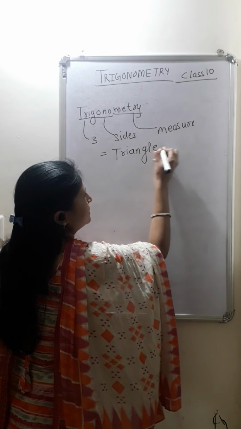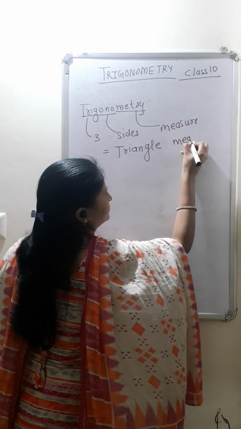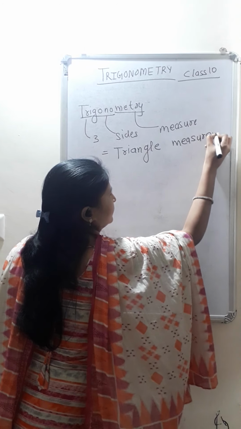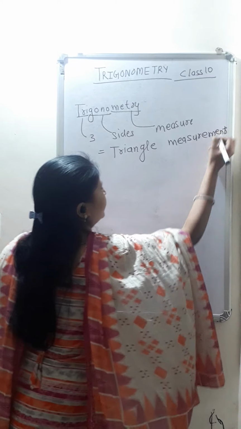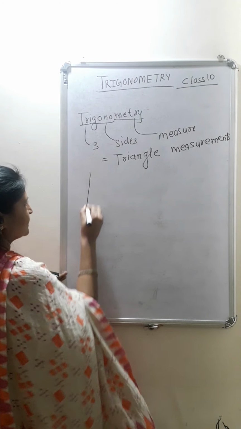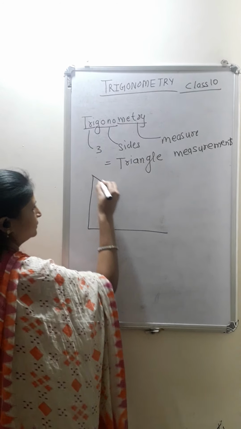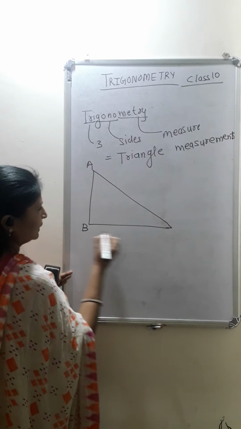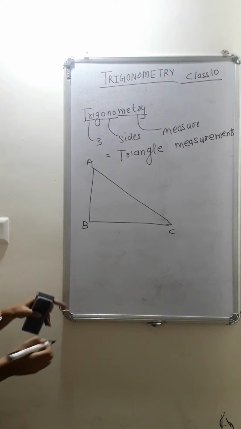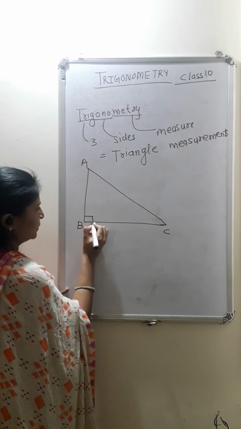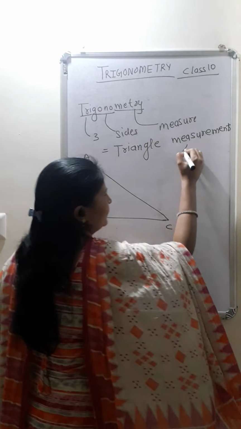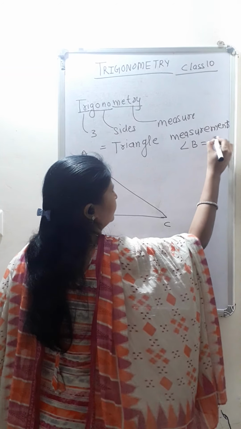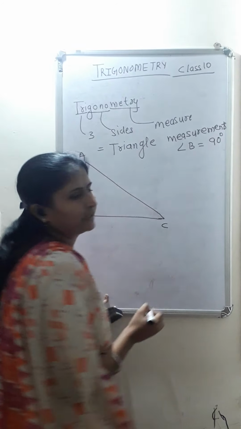triangle measurements, where we are going to consider triangle measurements. Let us say this is a triangle ABC, where one of the angles is equal to 90 degrees. Angle B in this triangle is equal to 90 degrees.